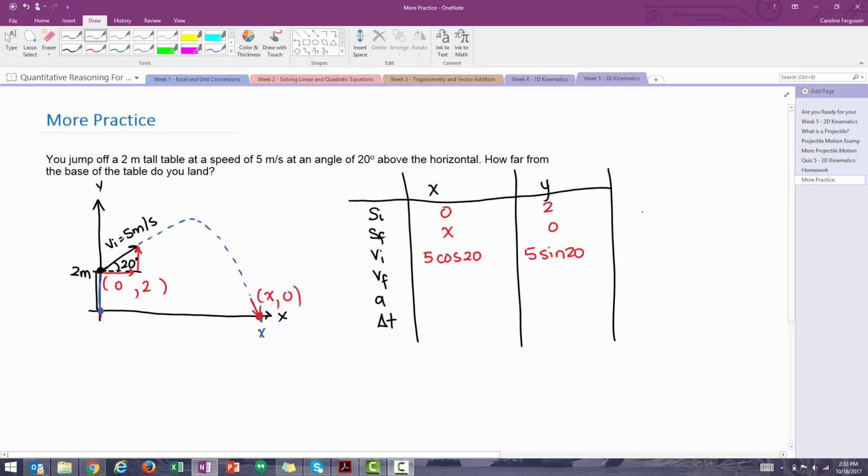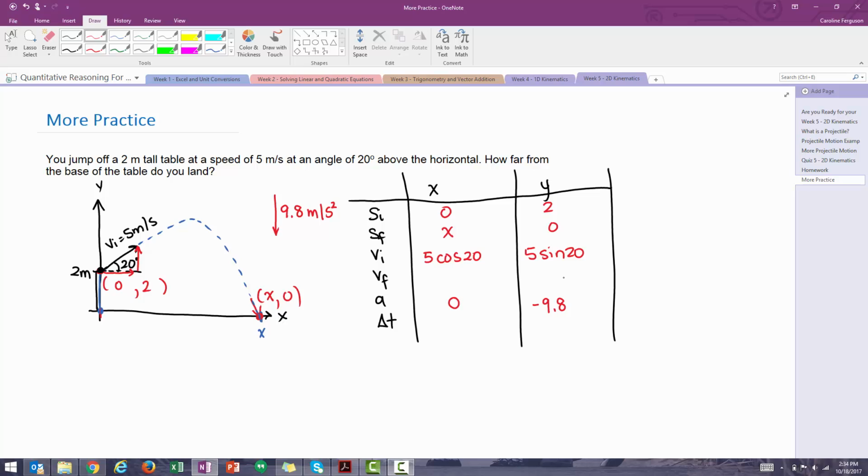My acceleration is that due to gravity. Acceleration due to gravity always points straight down, and it's 9.8 meters per second squared. So the x component of that vector is 0, and the y component is negative 9.8 because it points down. And then my time, I don't know what it is. So now I'm finished with the table.